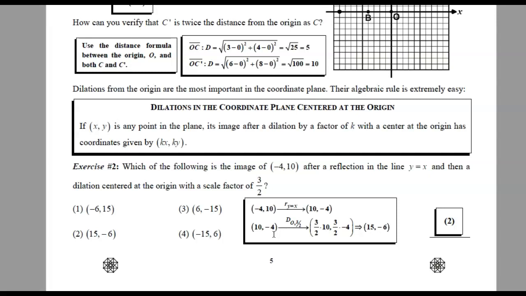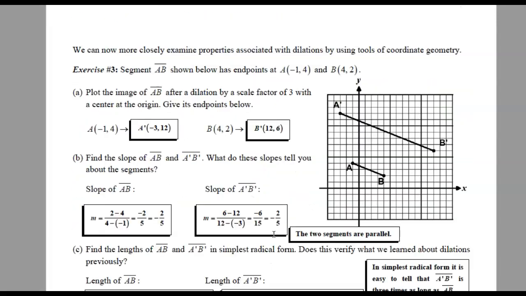So multiply by 3/2 on both of them, we end up with 15 and with -6. Again, that's because it's coming from the origin. When it comes from the origin, the scale factor can simply be multiplied. All right, so that's exercise 2.